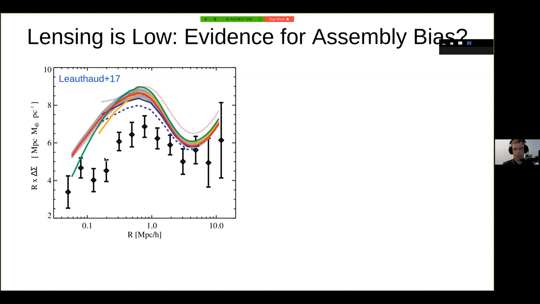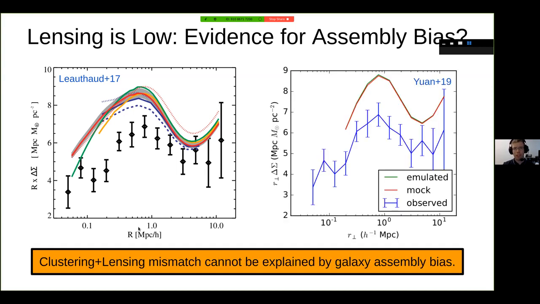And this is particularly strong on these small scales, below around 1 megaparsec, where we really probe the inner dark matter halo and also halo mass. And again, this looks like a very convincing hint of galaxy assembly bias, because we fix the clustering and do not correctly predict halo masses. And Sandy Yuan and I led independent studies where we ask, could galaxy assembly bias be responsible for this lensing-is-low effect? And the conclusion that both of us reached independently was that this mismatch between predicted and observed lensing amplitude is larger than what is possible with galaxy assembly bias.